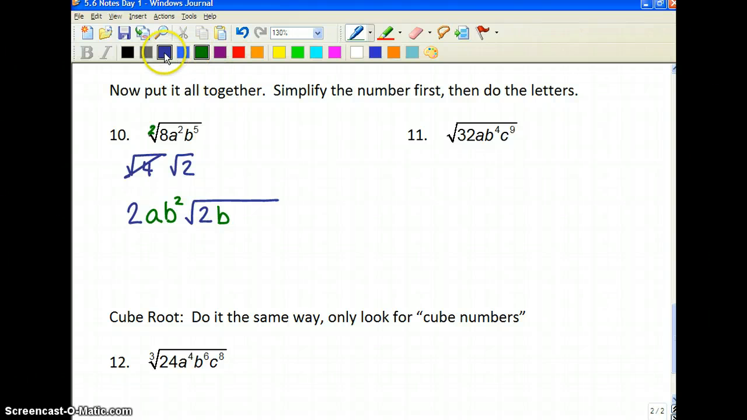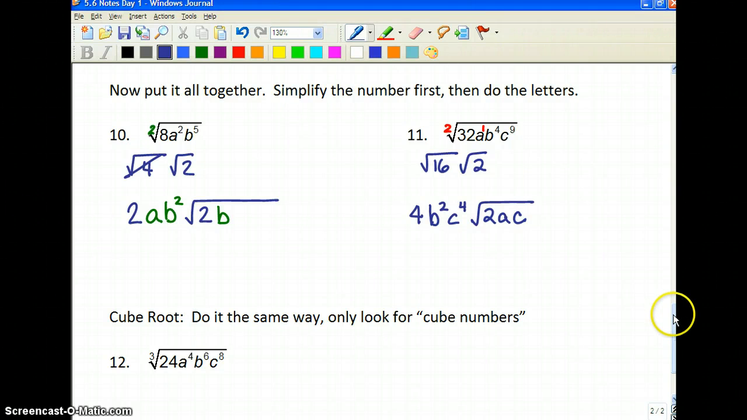All right, next one, 32. The square root of 16 times the square root of 2 is 4 root 2. Now do the letters. If you put a 2 here, does 2 go into 1? No, a doesn't have any partners, so the a has to stay underneath there. How many sets of partners here? 2. 2 goes into 4 twice. 2 goes into 9 4 times. That uses 8 of the c's and leaves us with 1 c left over.